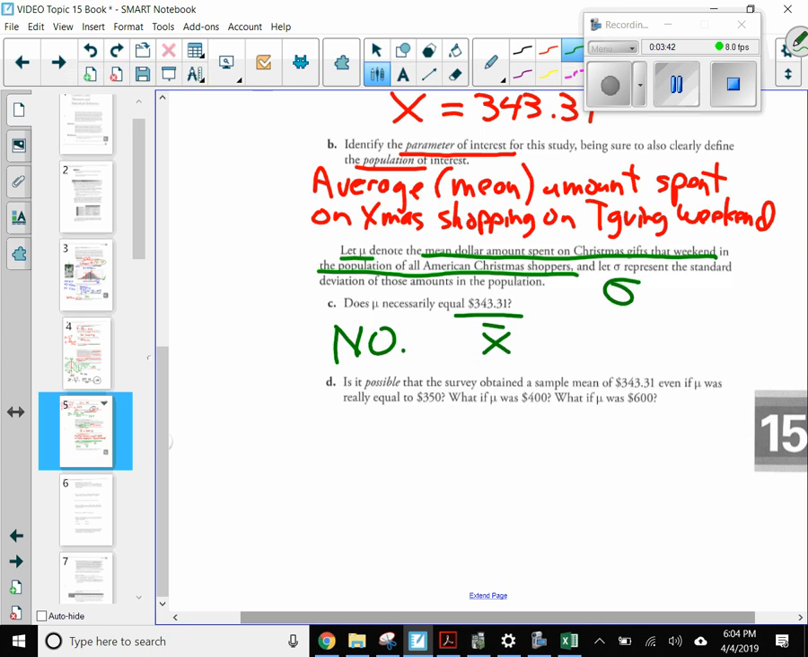Is it possible that the survey obtained a sample mean of 343.31, even if mu was really equal to 350? What if mu was 400? What if mu was 600? Is it possible that we would have gotten this sample mean? Yeah, absolutely, it's possible. Whether it's likely or not is something we're going to get into in this problem, but it's definitely possible. It's pretty close to 350, not that far away from 400, pretty far away from 600, but it could be just a random fluke. So it's absolutely possible that that could be the case.